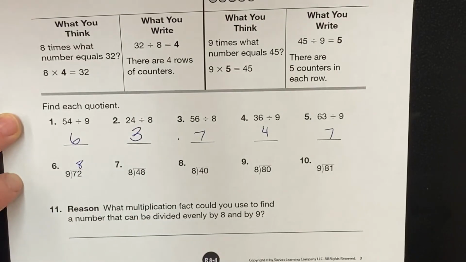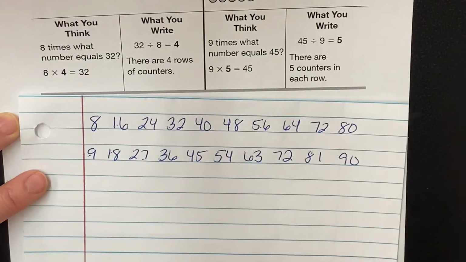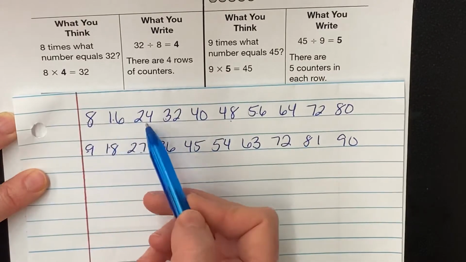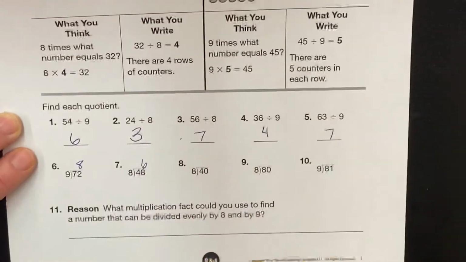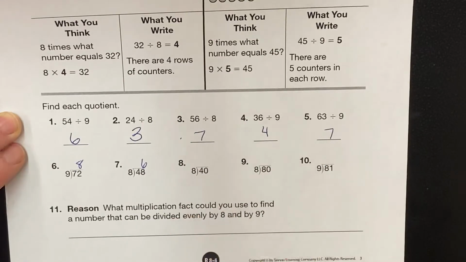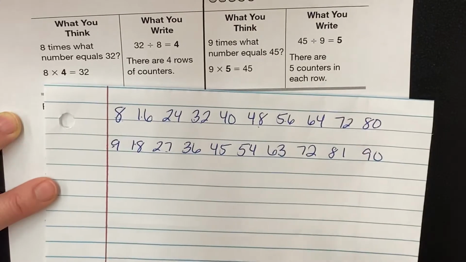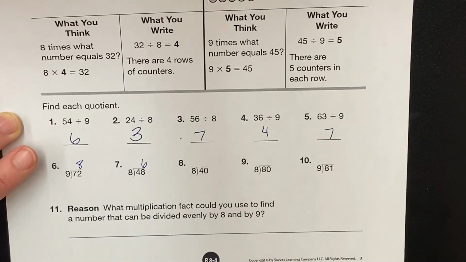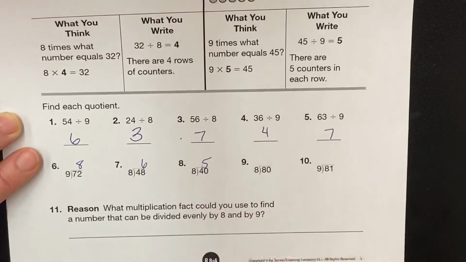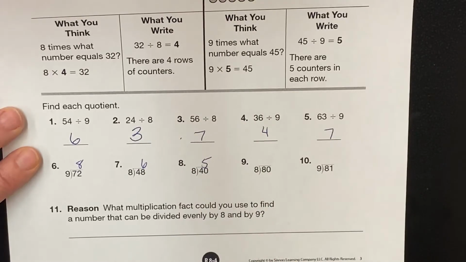Then I have 48 divided by 8. Let's look at our multiples. There's 48. 1, 2, 3, 4, 5, 6. Okay, 40 divided by 8. Look at our multiples. 1, 2, 3, 4, 5. Okay, 80 divided by 8.